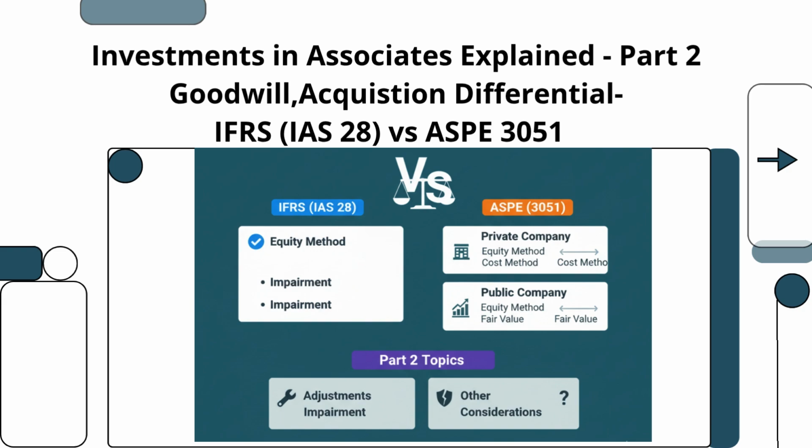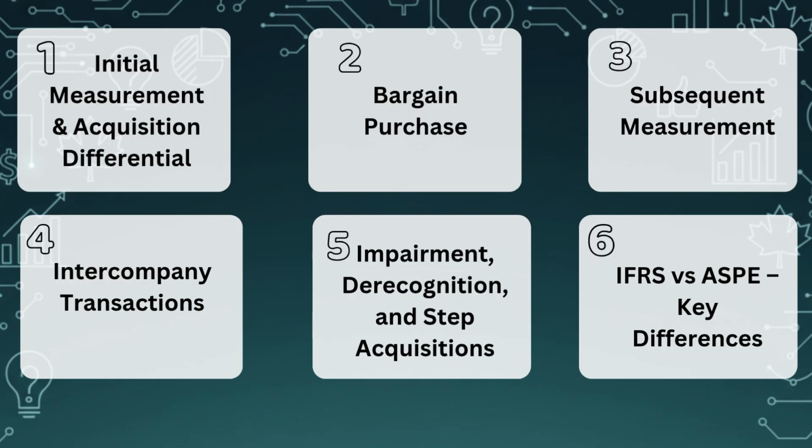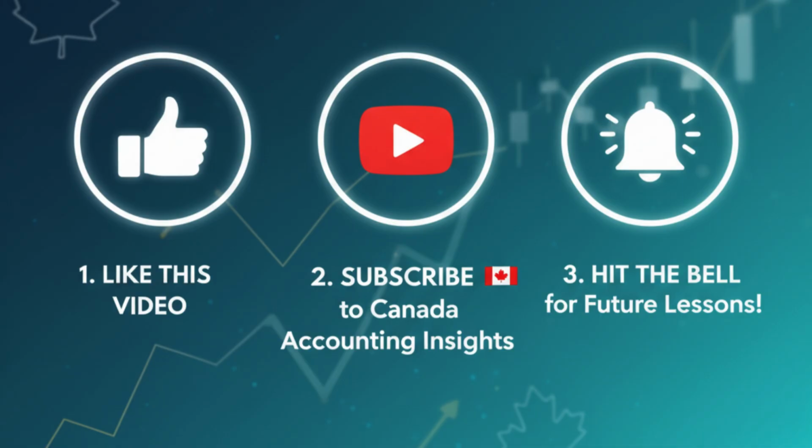Today we're diving deep into the topic, investments in associates. We'll break down the equity method step by step, explore goodwill, acquisition differentials, bargain purchases, intercompany transactions, impairment, derecognition, and even compare IFRS and ASPE. This is a big topic, but I'll take you through it clearly with examples you can apply in both your CPA exams and real-world accounting.